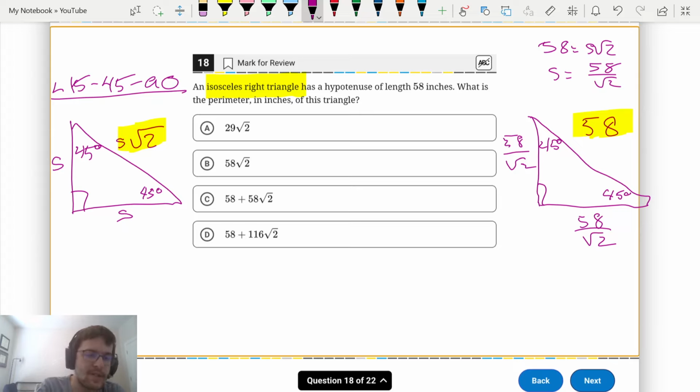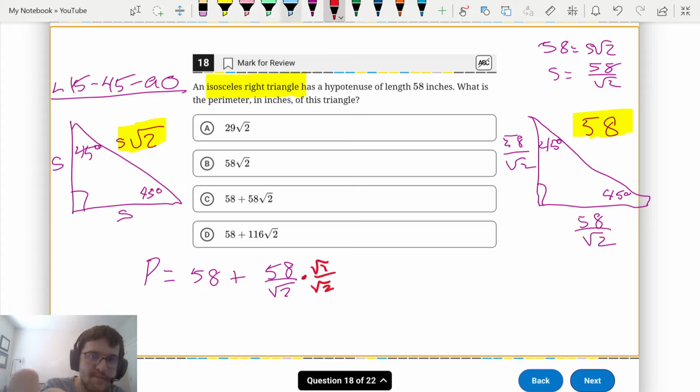I'm going to go through it just because I think it's something you should know, but you could, at this point now, just use your calculator and get the answer. So the perimeter is equal to 58 plus 58 over root 2. So what we're going to do is multiply by root 2 over root 2 to simplify that. And we'll do the same thing with this one. So 58 over root 2, and we're going to multiply by root 2 over root 2.